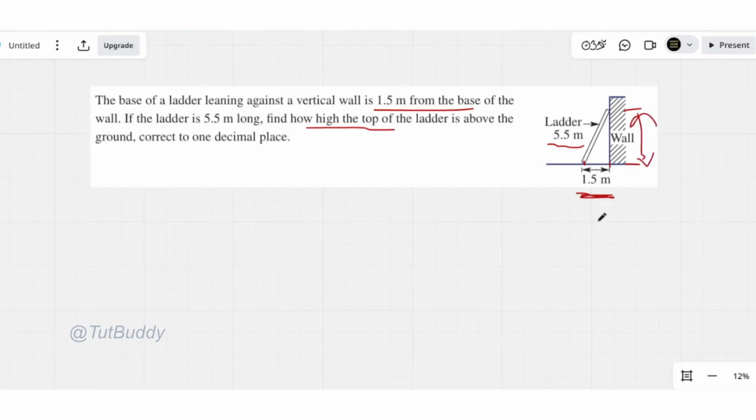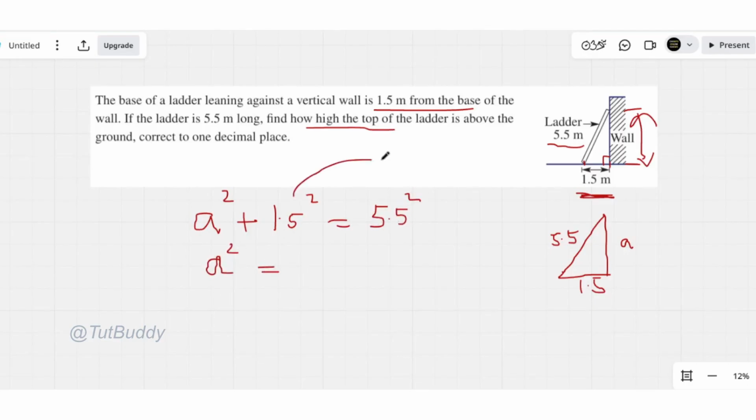Now we know walls are always perpendicular to the ground. That gives us a right-angled triangle with the ladder as the hypotenuse. So, using Pythagoras' theorem, a squared plus 1.5 squared equals 5.5 squared. Now, we shift 1.5 squared to the other side, which becomes 5.5 squared minus 1.5 squared.